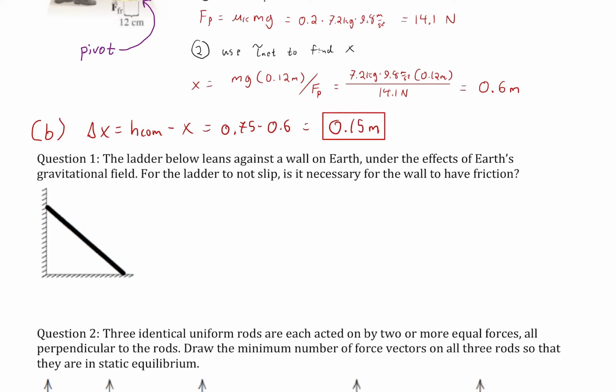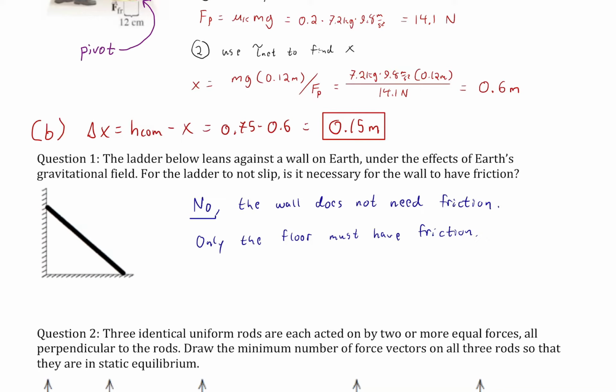So for the ladder to not slip, is it necessary for the wall to have friction? Could this wall be perfectly greased up and totally friction-free? And could the ladder then still just rest there? Think about it. Make sure you have your own answer. Could you imagine it staying there if this was totally greasy, totally frictionless?